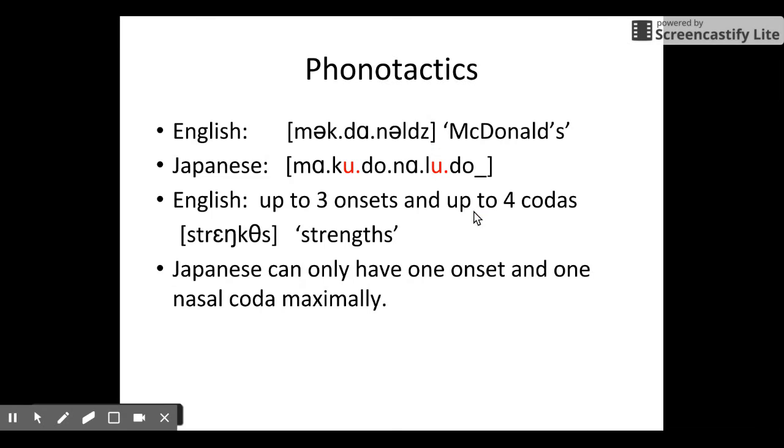Okay, so by studying the loanwords, we can study the phonetics of the language as well. And that's it for today, and remember to do the in-class exercise. See you next time.